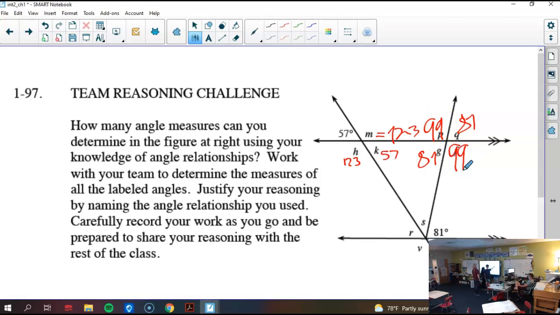Okay, now we're stuck. Wait, oh, D would be 123. The total of this is 99. Well, this one's 57, and that one's 123. And R is 57. Yeah, and then this plus X or S is 99.